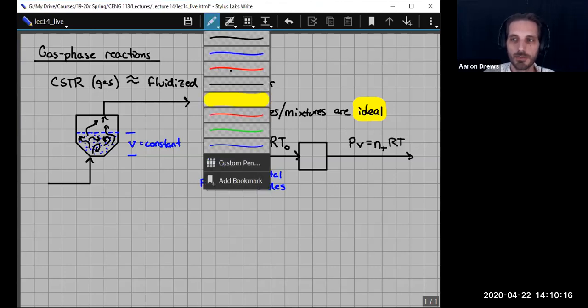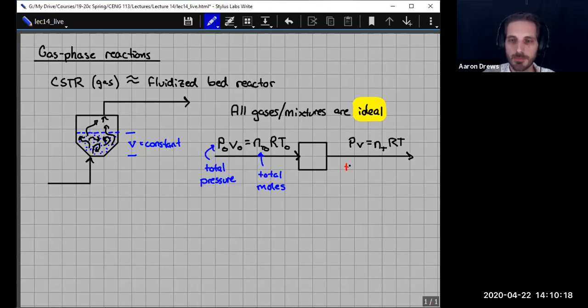Over on the outlet side, same idea. The P that we're referring to is the total pressure on the outlet stream. And the N sub T is the total outlet moles, or molar flow rates, right? It doesn't really matter if it has units of time or not. It's molar flow rates and volumetric flow rates, or moles and volumes. The units work out just the same.